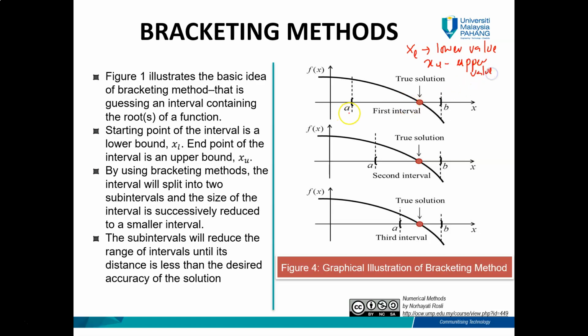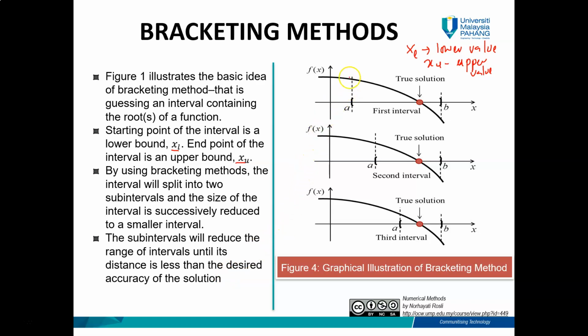So class, in this case, the starting point of the interval is a lower bound, which we denote as XL, and then the interval will end with the point XU as the upper bound. By using bracketing method, the interval will split into two sub-intervals and the size of the interval is successively reduced to a small interval. The sub-interval will reduce the range of the interval until its distance is less than the desired accuracy of the solution.